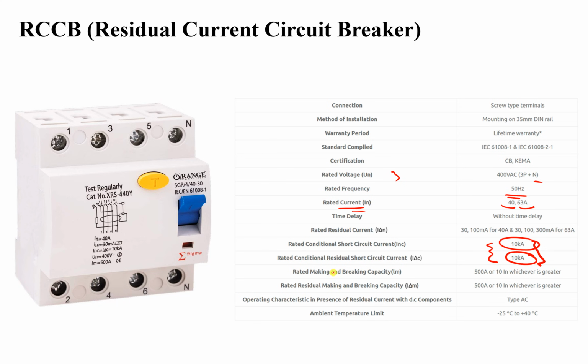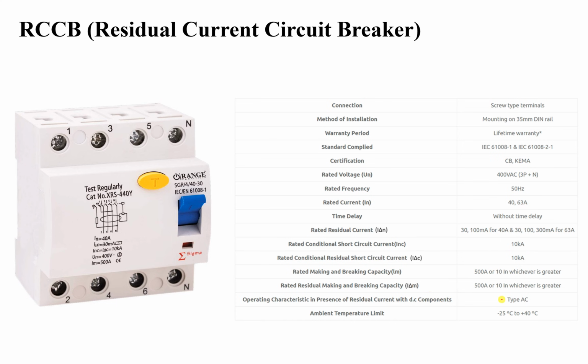Now rated making and breaking capacity IM means that it can interrupt or close a circuit when a current of up to 500 amperes or 10 times I nominal, whichever is greater. As an example, for the 40 amperes, it will be 10 multiplied by 40, giving us 400 amperes. In this case, its rating will be 500. In another case, for 63, it will be 63 multiplied by 10, 630 amperes. So in this case, the breaking and making capacity will be 630 because it is the greater value.